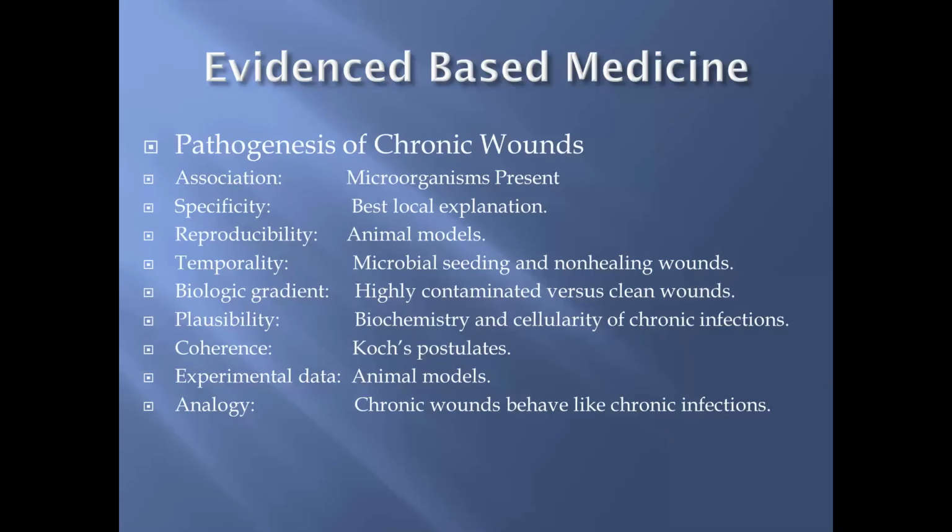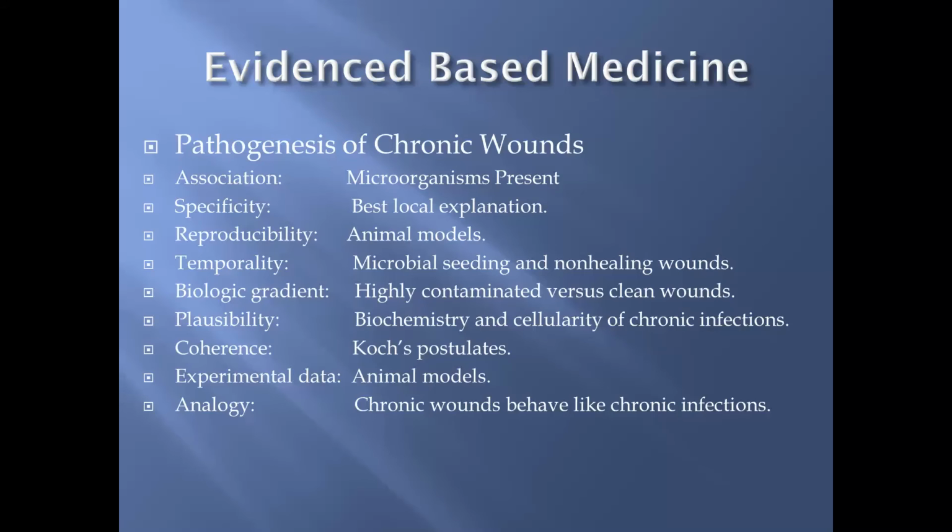In evidence-based medicine, it requires more. This is Hill's criteria for causation, and you can see that the coherence or the laboratory would be Koch's model, but all the rest of these things can be easily explained from the literature. Association just says, are there microorganisms present?